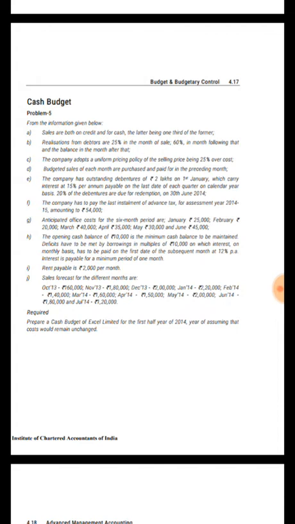Rent payable is 2,000 per month. Sales forecast for the different months, October to July, they are given respective sales. Then prepare a cash budget of Excel Limited for the first half of 2014, means January, February, March, April, May, June, assuming that costs would remain unchanged.